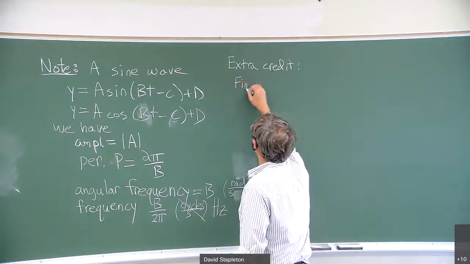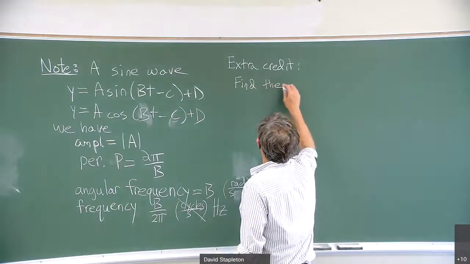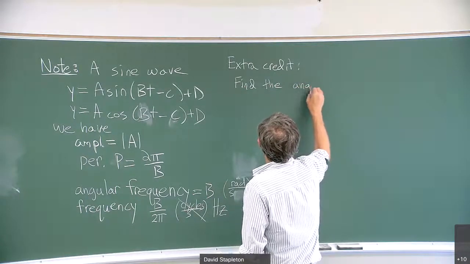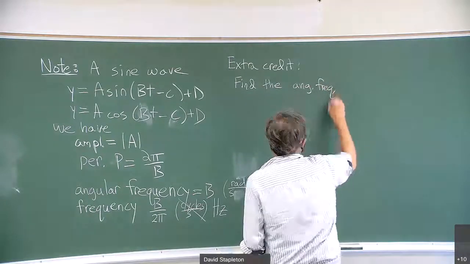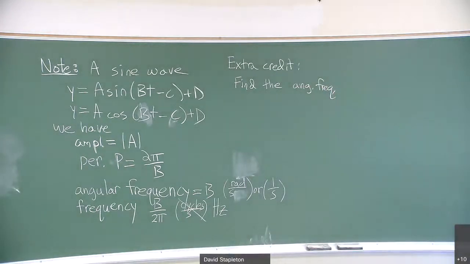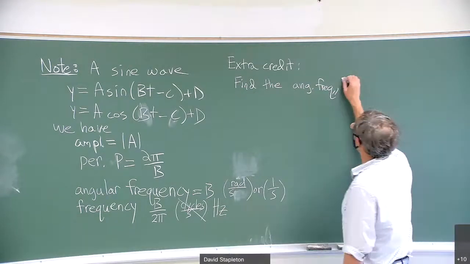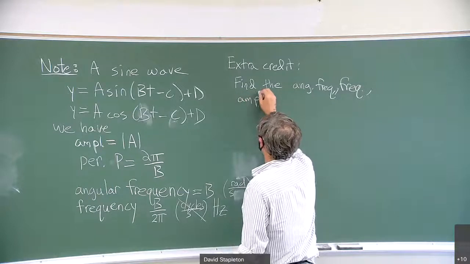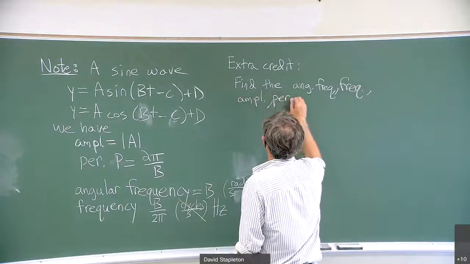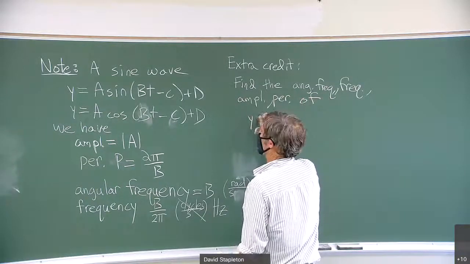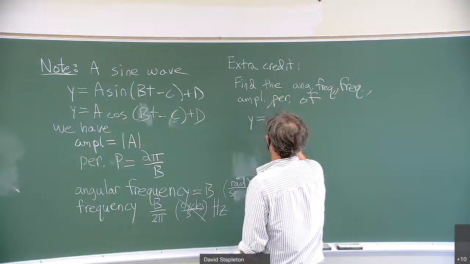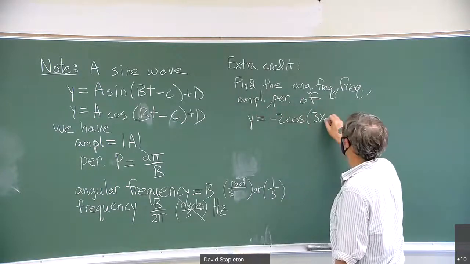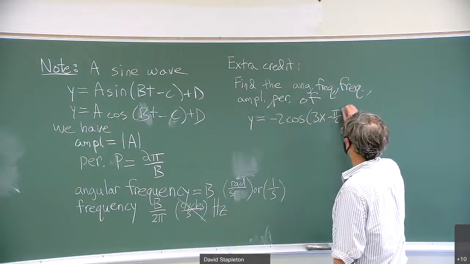All right. Here's the extra credit problem then. Find the angular frequency, amplitude, and period of the sine wave y equals -2 cosine (3x minus pi over 6).